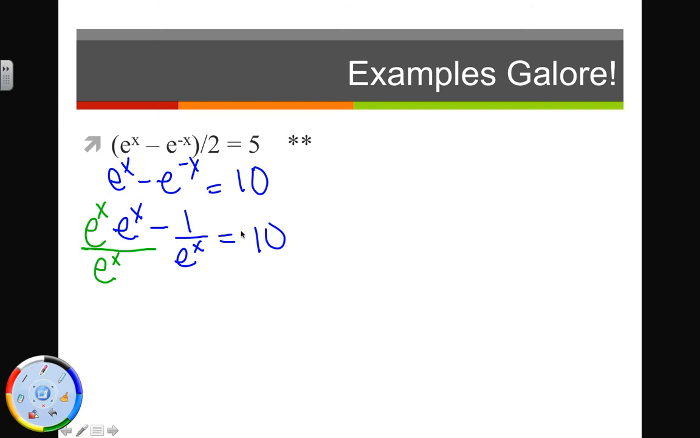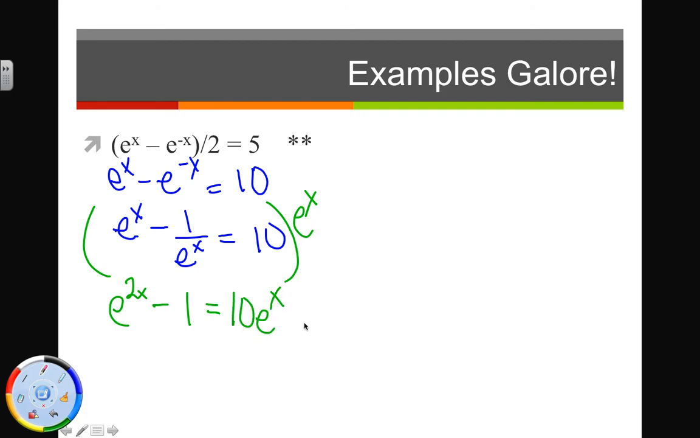Now, I know this isn't always how I did this. I guess normally I would multiply by e to the x everywhere, and let's just go ahead and do that because that's actually kind of how I normally do this, huh? So let's go and multiply by e to the x everywhere, and I get e to the 2x, because you add exponents here, minus 1 equals 10 e to the x.